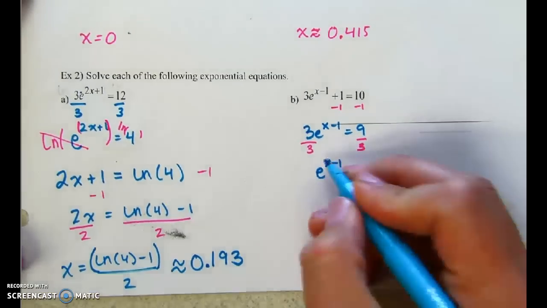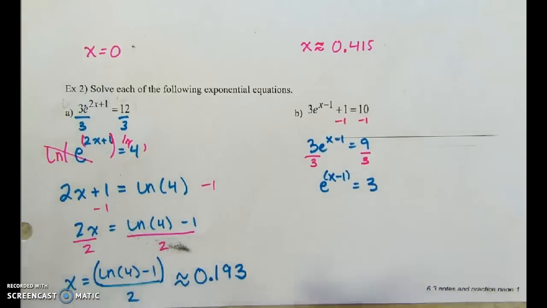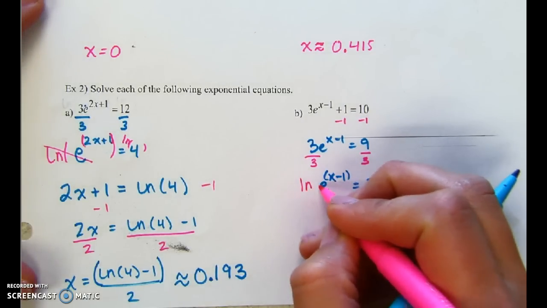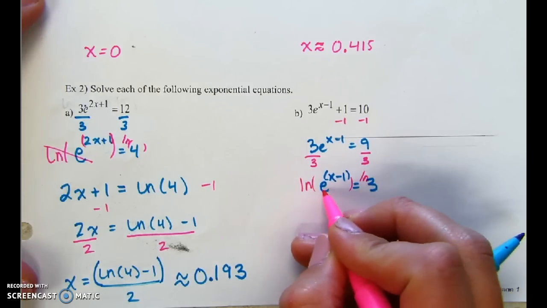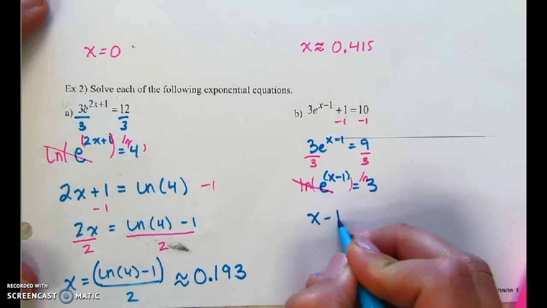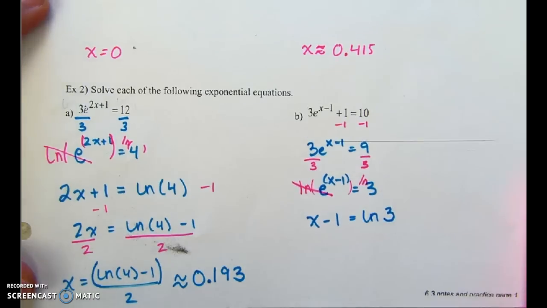Now, how do we save the princess from the tower? See how the x is up in the tower? We cannot solve for it while it's up there. We've got to bring it down. What operation brings it down? What math operation? The natural log. How come we're doing the natural log? Because what's the base? The base is what? E. So, hi-ya, karate chop. And we get x minus 1 equals the ln of 3, the natural log of 3.